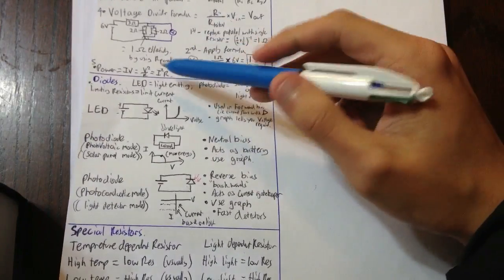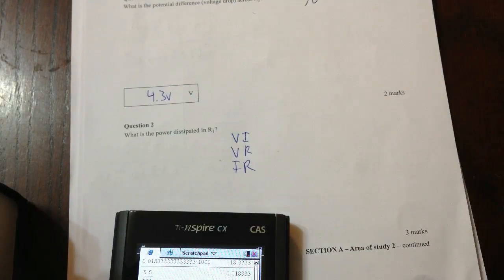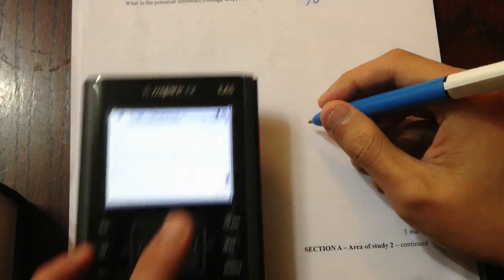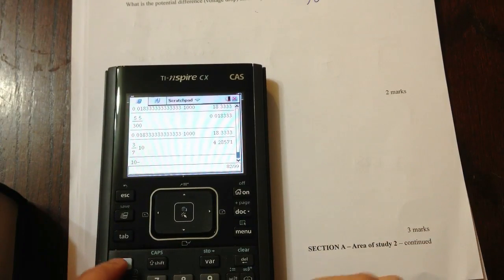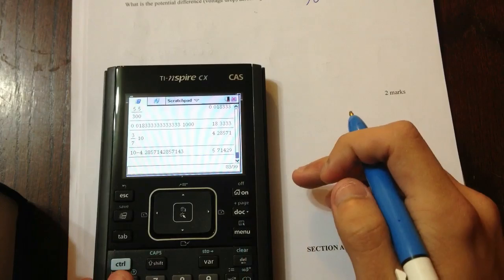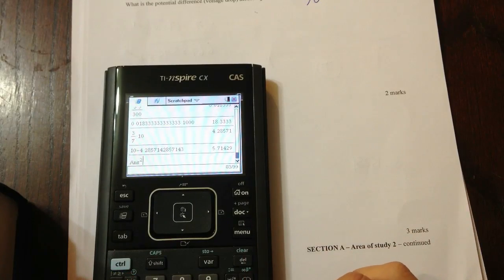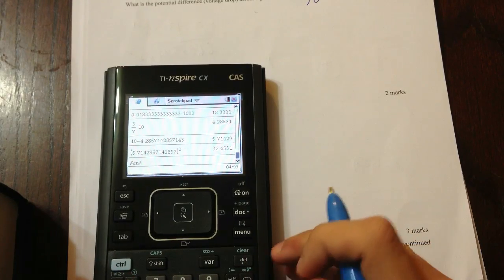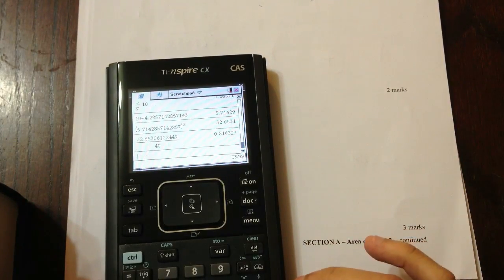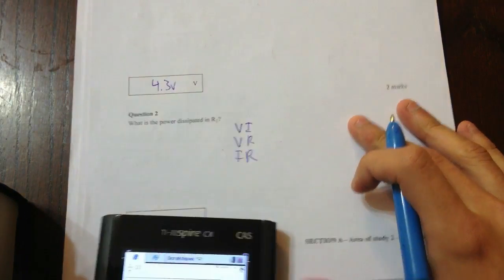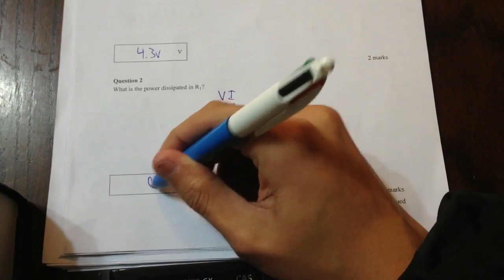So now we use a formula. I believe it's V squared on R for power. Power equals V squared on R. Okay. Looks like I'm running out of battery. 10 minus answer gives us that 5.7. V squared is that, divided by the resistance of 40. Power dissipated is 0.8 watts.